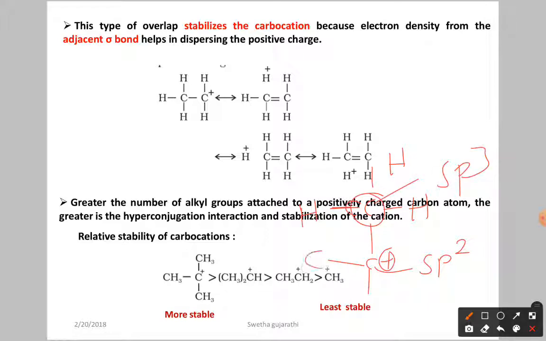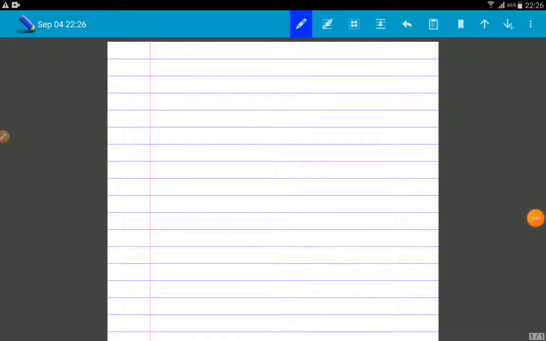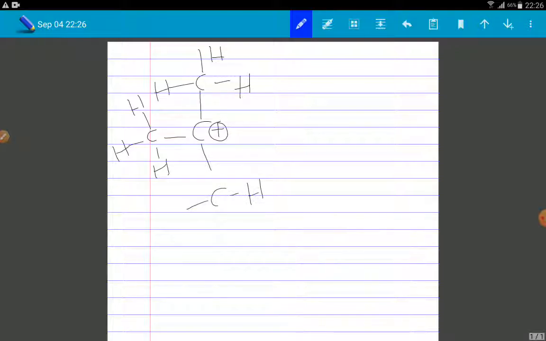Next, I will go for the next sheet. For hyperconjugation, here we are talking about the tertiary carbocation. It is attached to 3 methyl groups, isn't it? This is the first methyl group, this is the second methyl group, and we have the third methyl group. Simply, we have the structure like this.